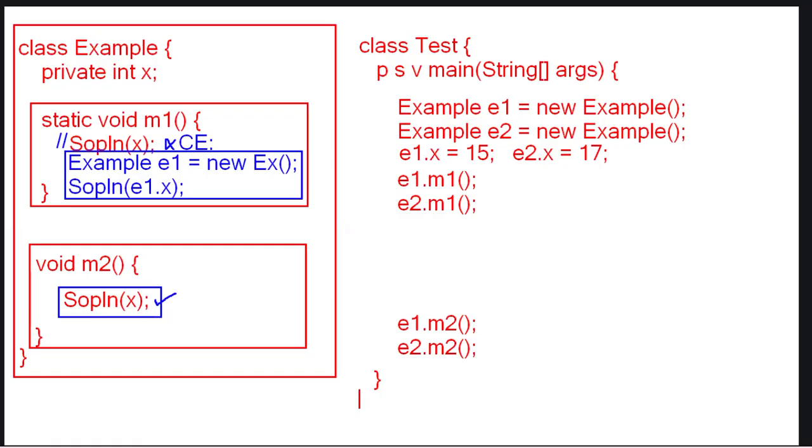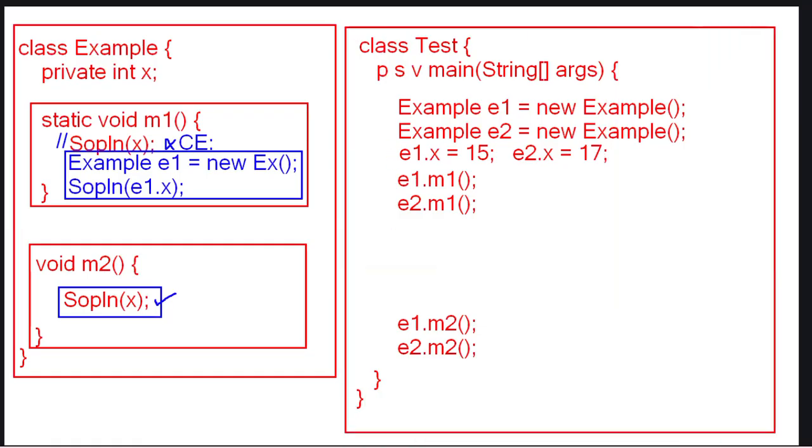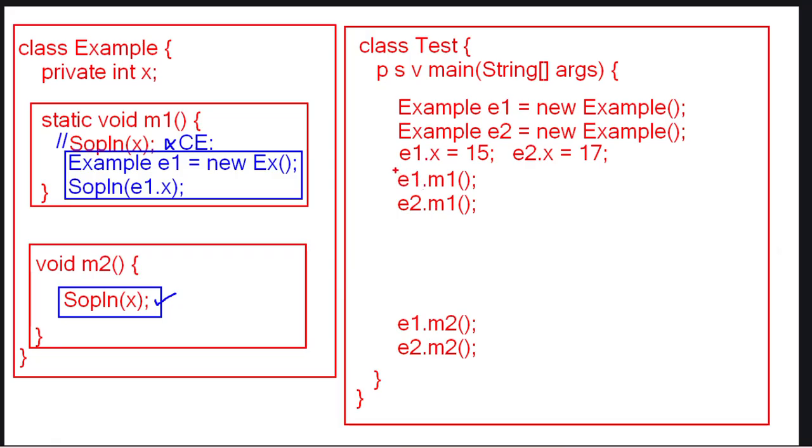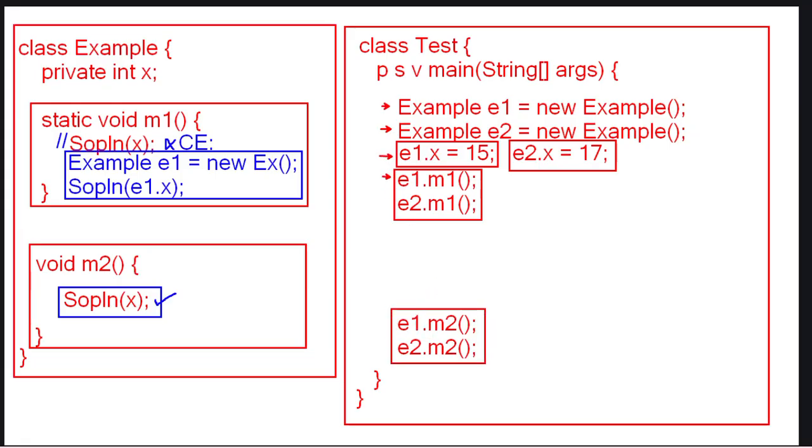If I compile, is there any compile error in this program? First identify. I created object 1, I created object 2, I modified object 1's x value, I modified object 2's x value, then I am accessing the m1 method by using e1, e2 objects, and the m2 method by using e1, e2 objects. First identify, are there any compile errors in the Test class main method? If no compile error, tell me what is the output displayed from m1. Inside the m1 method I have written println, so output should come. Here also println is there, output should come.